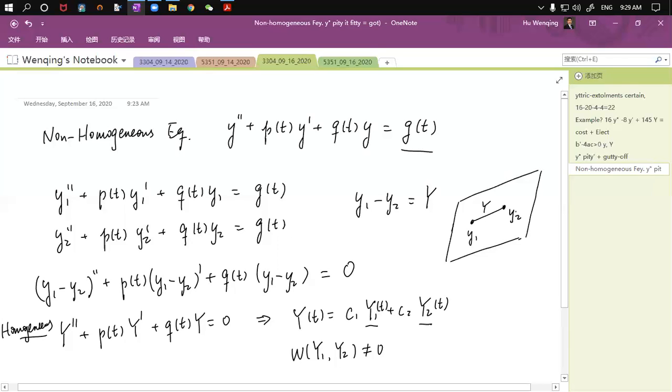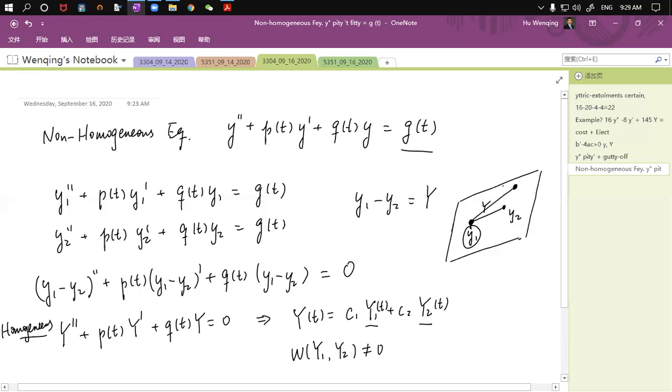Therefore, in order to know any solution of the non-homogeneous problem, it suffices to know only one point, only one non-homogeneous solution. Then the difference between this solution and any other solution is going to be a solution pertinent to the homogeneous one. Is that good? All right, so that's kind of our business.